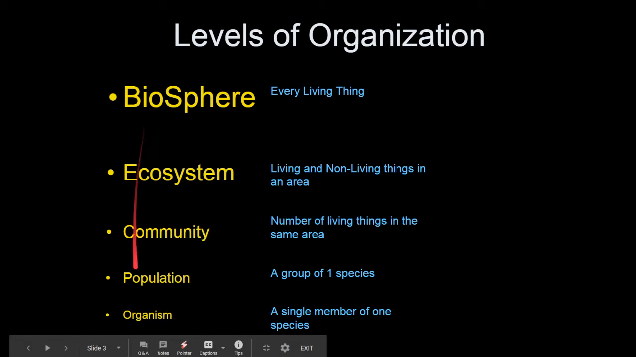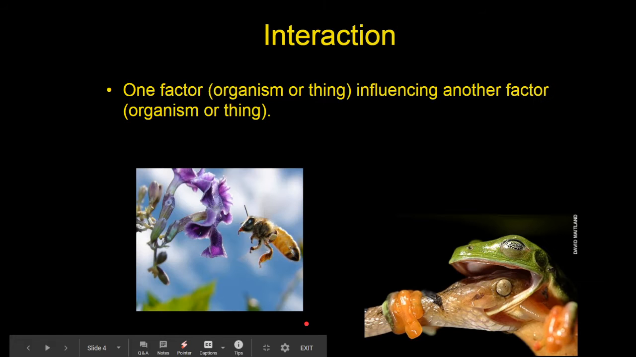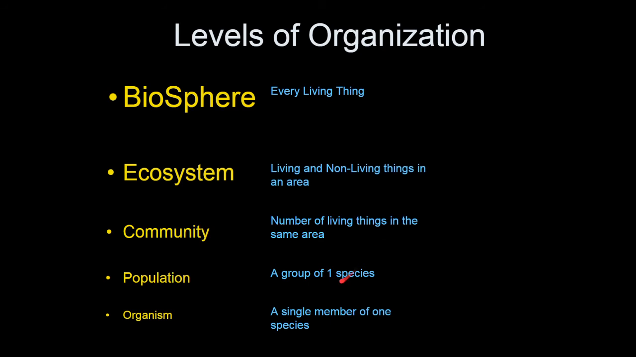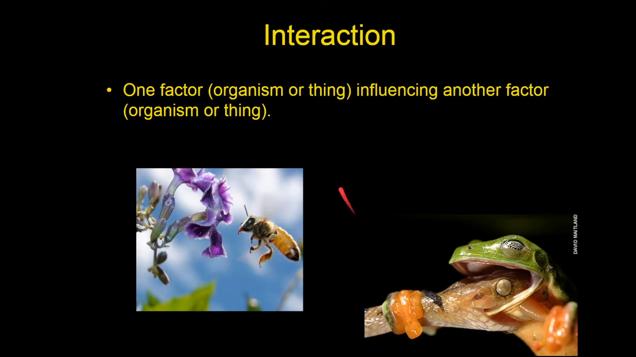The levels of organization, you just have to keep in mind the difference. The organism is a single one, like a squirrel. The population is all the squirrels in an area. The community is all the squirrels, the raccoons, the chipmunks, all the populations in an area. The ecosystem is now all of those living and non-living things, and the biosphere is a planet.